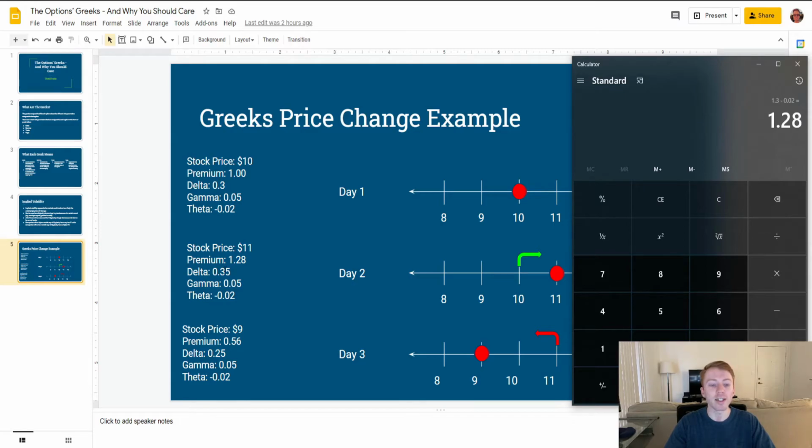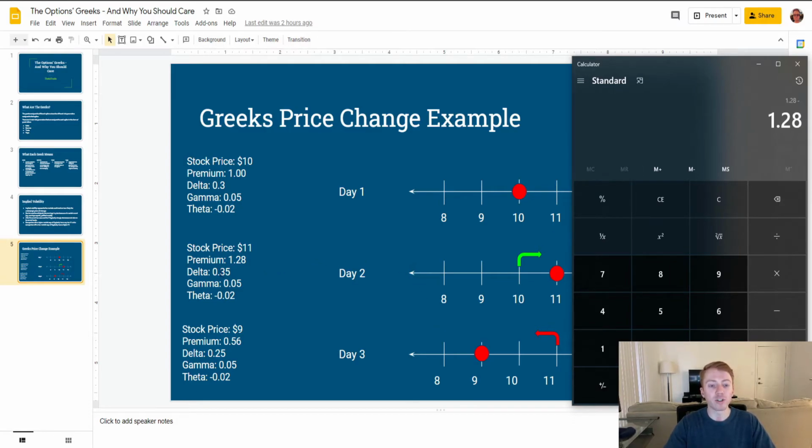So now the next time it changes by $1, it will increase or decrease the premium by this 0.35, not 0.3 anymore. So now let's look at day 3. On day 3, stock plummeted. It went from $11 to $9. So we have our 1.28 here.